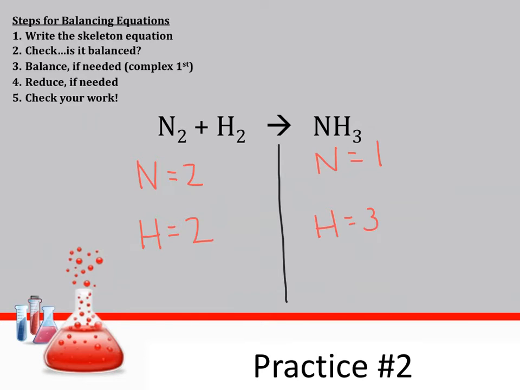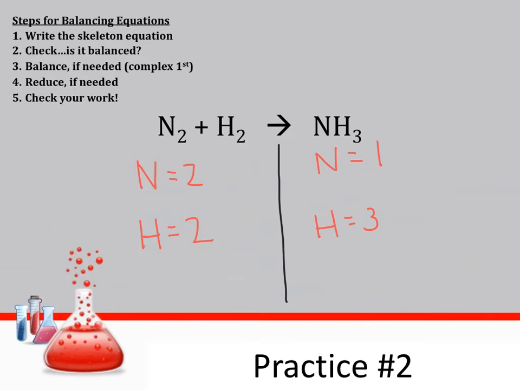Now the goal of balancing is that we get these numbers to be equal on both sides of the equation. How am I going to set these numbers to equal each other? I can't change the subscripts of the compounds because that changes the compound. Those are set in stone. What I can do is change the coefficient, the number in front of the chemical compound.